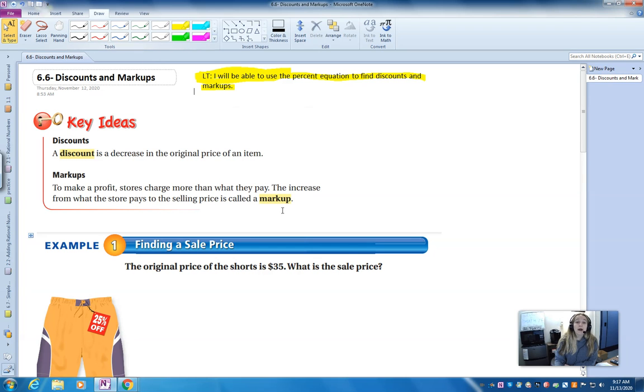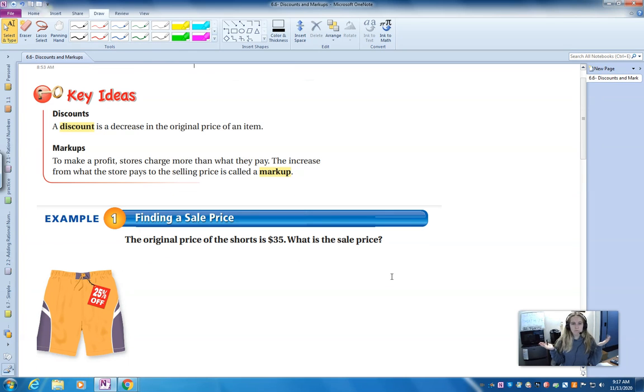All right, so a discount. What is a discount? Well, think about when you go to the store and it says this shirt is 50% off. What does that mean? Well, that means that you are going to be paying less for that shirt than the original price. So, a discount is a decrease in the original price of an item.